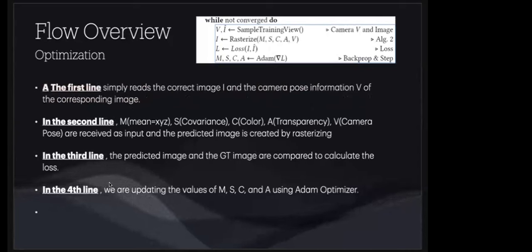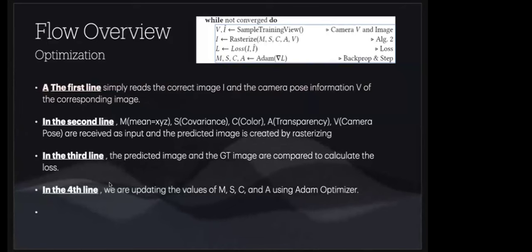Okay, so let's talk about the optimization here. The first line simply reads the correct image I and the camera pose information V of the corresponding image. In the second line, the mean, covariance, color, transparency, and camera poses are received as input, and the predicted image is created by rasterization. In the third, we compare the predicted image and the ground truth and calculate the loss. And in the fourth, we update those values using the Adam optimizer. That's pretty simple, like how we do it in all machine learning techniques.